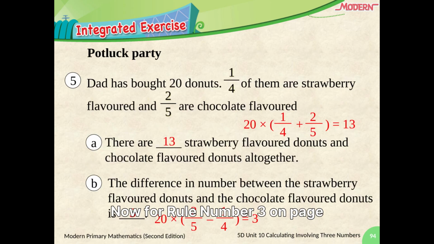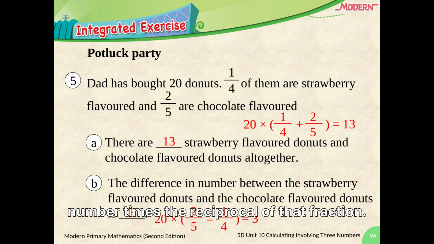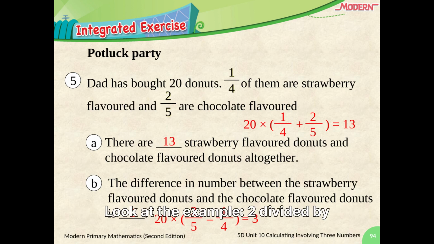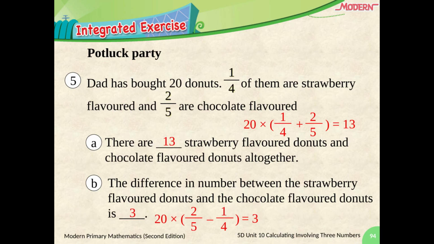Now, for rule number 3 on page 83, dividing a whole number by a fraction. The logic remains the same. Whole number divided by fraction equals whole number times the reciprocal of that fraction. Look at the example. 2 divided by 3/4. We keep the 2, change the sign to multiply, and flip 3/4 to 4/3. 2 times 4/3 is 8/3, or 2 and 2/3.